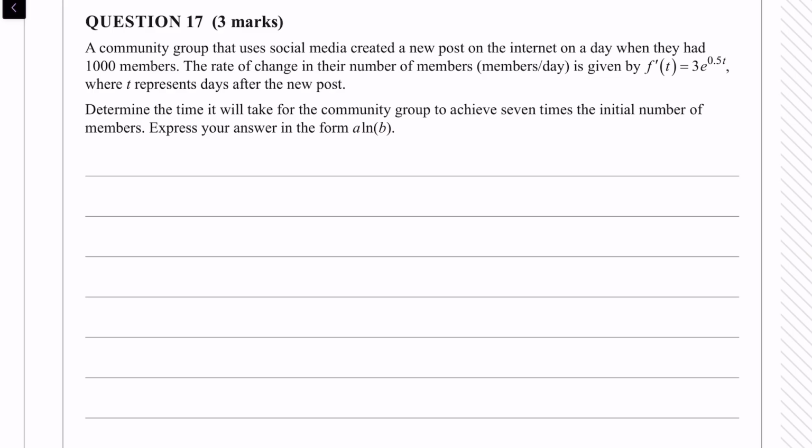3 marks. Question 17, all right: a community group that uses social media creates a new post on the internet on a day when they had 1,000 members. The rate of change in their number of members, which is, the units as members per day, is given by the derivative function f'(t) equals 3e^(0.5t), where t represents days after the new post. Determine the time it will take for the community group to achieve 7 times the initial number of members. Express your answer in the form a ln b.